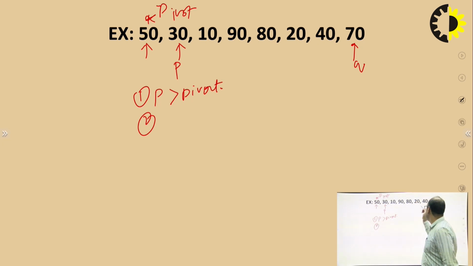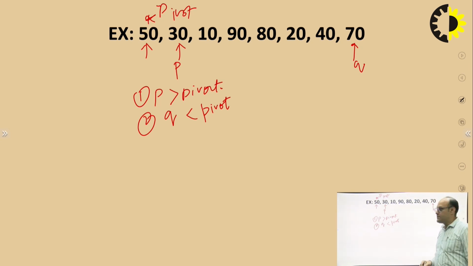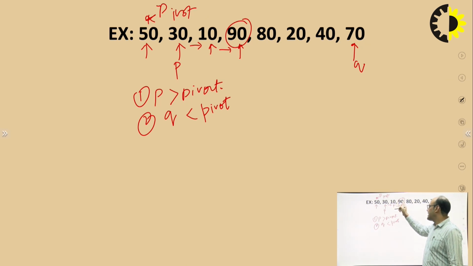Secondly, I will find out the element in Q that is less than the pivot element. Let me check: is 30 greater than 50? No. Then again, P will point here. Is 10 greater than 50? No. Then, is 90 greater than 50? Yes. So P will keep on incrementing and reach here.